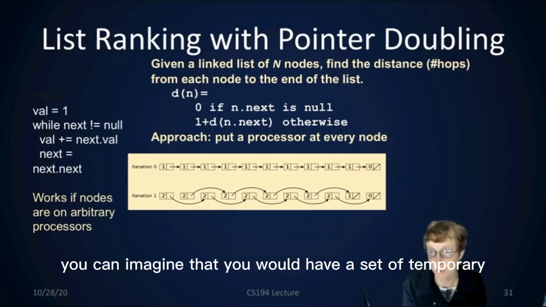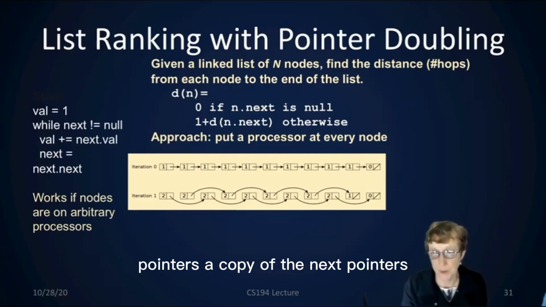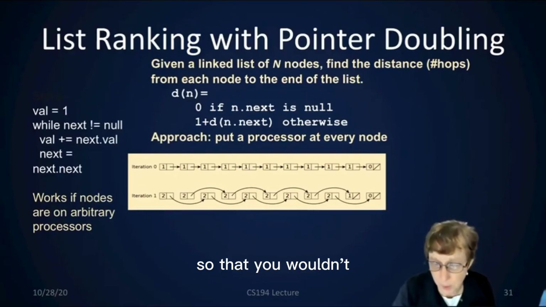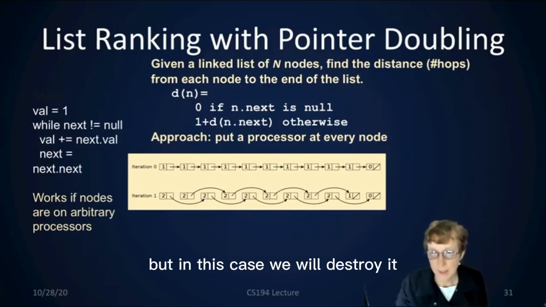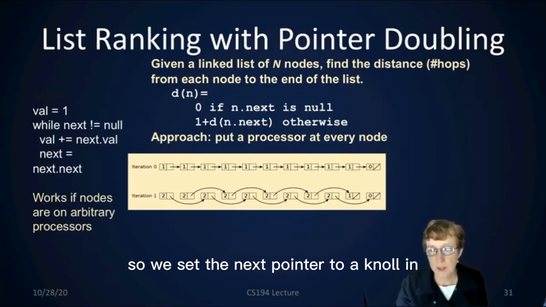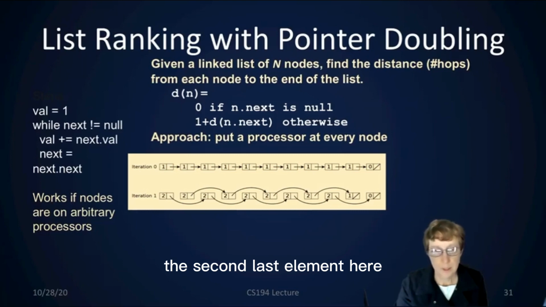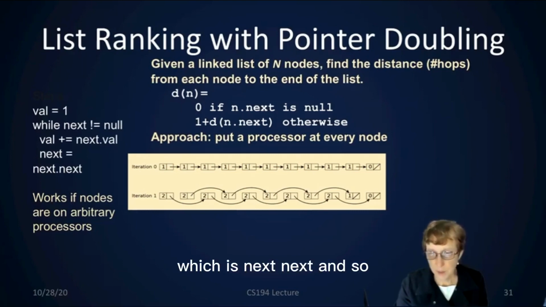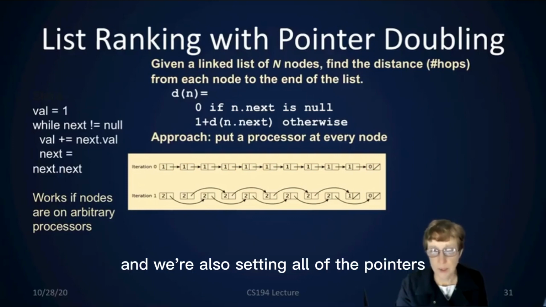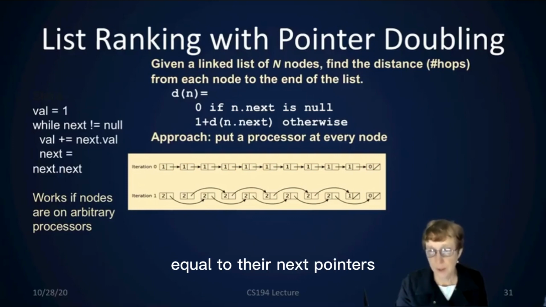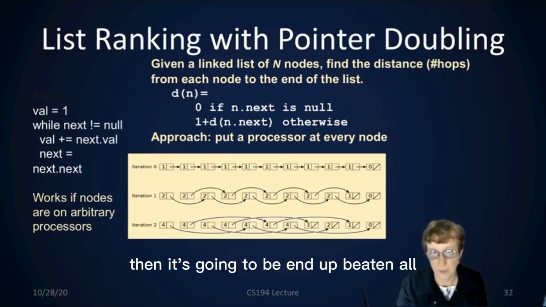You can imagine that you would have a set of temporary pointers, a copy of the next pointers, if you're going to run this on a real linked list, so that you wouldn't end up destroying your list as you go. But in this case, we will destroy it. So we set the next pointer to null in the second to last element here, which is next.next. And we're also setting all of the pointers equal to their next pointer. So that's really key: the next pointers are not just pointing to the next element, they're pointing to 2 away. And if there isn't anything 2 away, then it's going to end up being null.